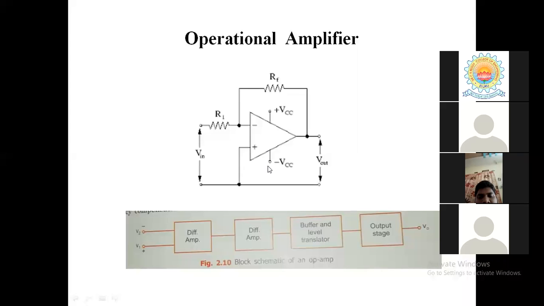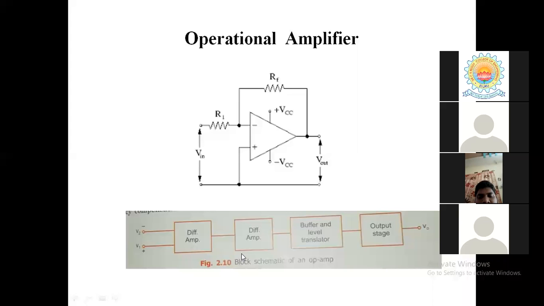So what is the purpose of feedback? Here we can see a negative feedback. The utility of the operational amplifier can be greatly increased by providing the negative feedback. That's why we are providing the negative feedback.